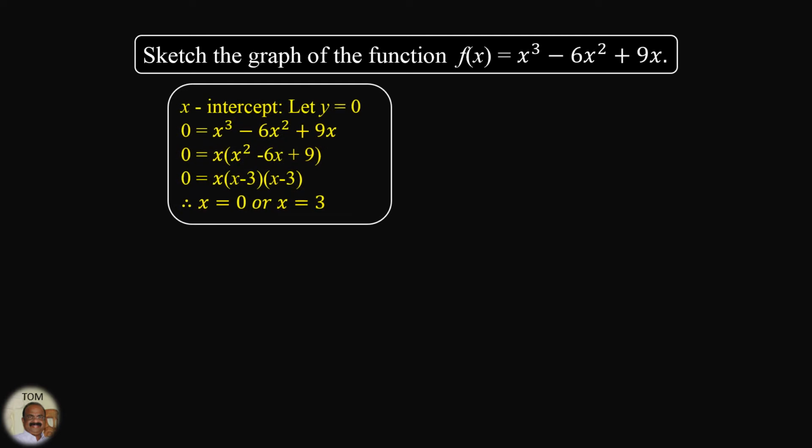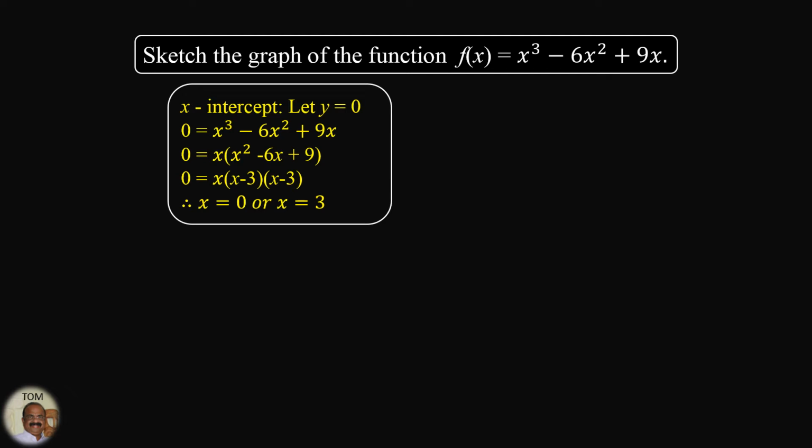As usual, we calculate the x-intercept, y-intercept, and the turning points. Here it is a cubic graph. Okay, we start with the x-intercept. Let y equal to 0. So we substitute 0 for y. 0 equal to x cube minus 6x square plus 9x.